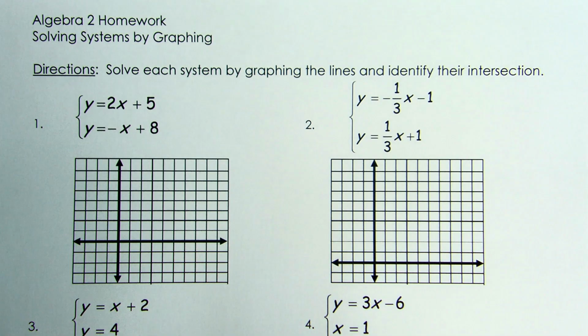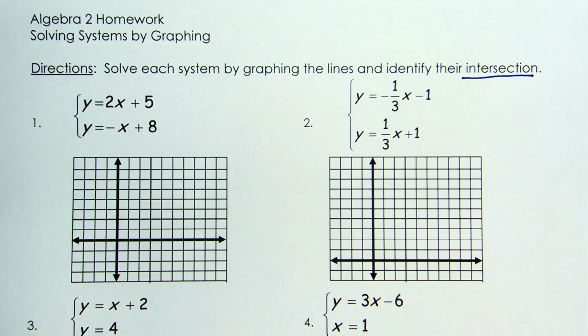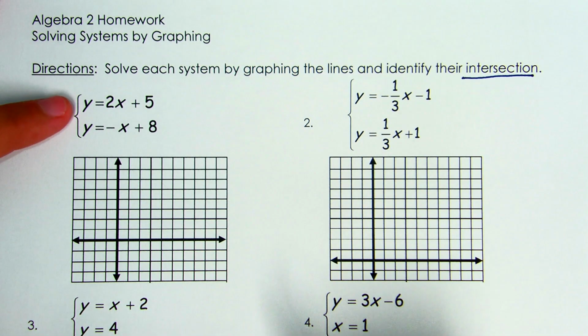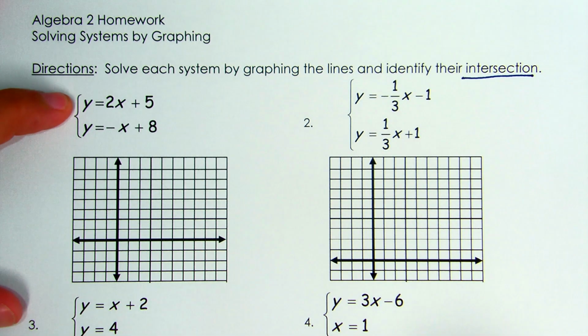Today is homework number 2 about solving systems by graphing. The solution to a system, once you graph it, is identified by the intersection of the lines on the graph. We're going to graph the lines the exact same way that we did on homework number 1 yesterday, where once the line is in y equals mx plus b format, we can just find the slope and the y-intercept and plot them on the graph. So we're going to start with line number 1, y equals 2x plus 5.